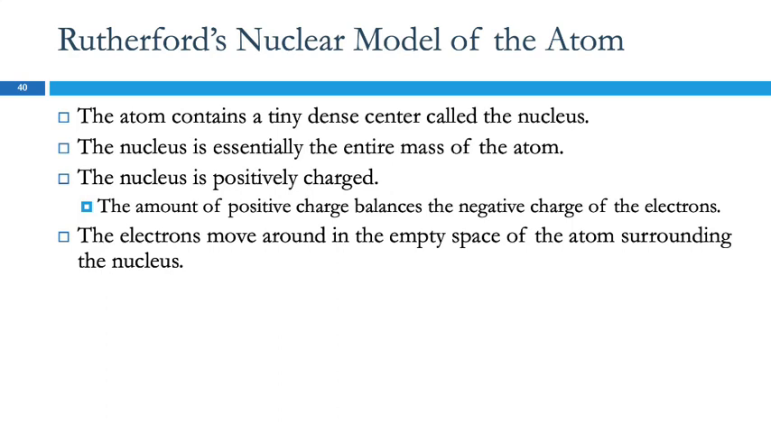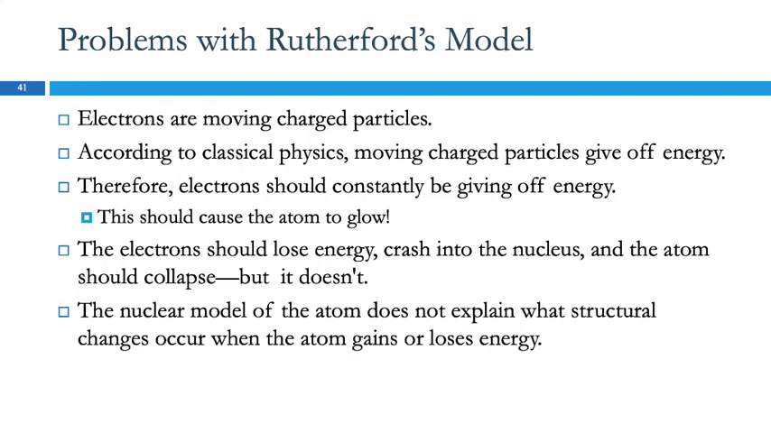So Rutherford's model of the atom had the nucleus at the center, very tiny, very dense, almost all the mass, and that was positively charged. So the nucleus has the protons and the neutrons in it. And then the positive charge on the nucleus is balanced by negative charge of electrons, and those electrons are moving around in the empty space surrounding the nucleus. He didn't know what they were doing. Turns out that was a really hard thing to figure out.